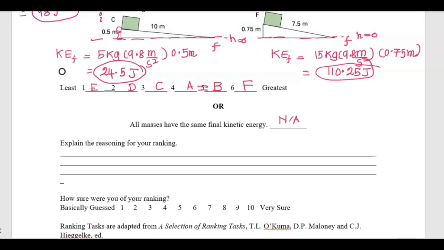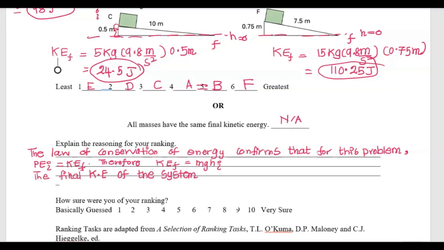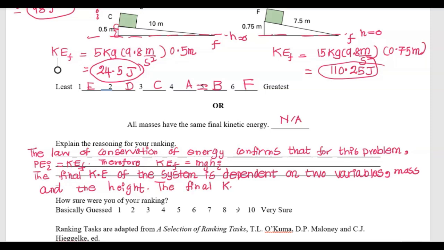Now I'm going to explain the reasoning for my ranking. I emphasized this several times. We use the law of conservation of energy here. The law of conservation of energy confirms that for this problem, initial potential energy is equal to final kinetic energy. Therefore, final kinetic energy is just mgh initial. The final kinetic energy of the system depends on two variables because it is just mgh: the mass and the height. And it's very important to understand that final kinetic energy is independent from the path. We just need the change in height. The distance traveled along the inclined plane doesn't really matter.